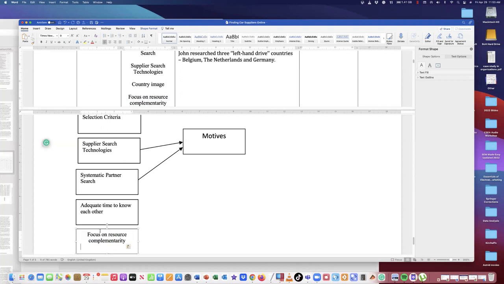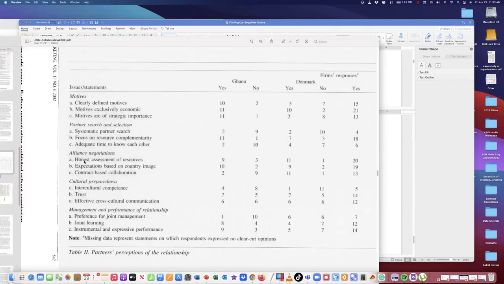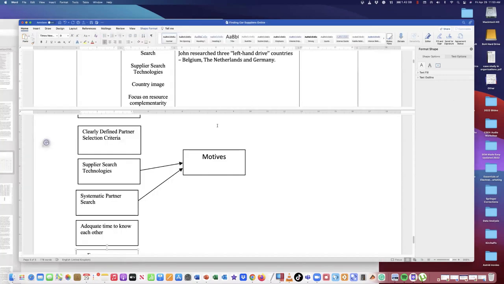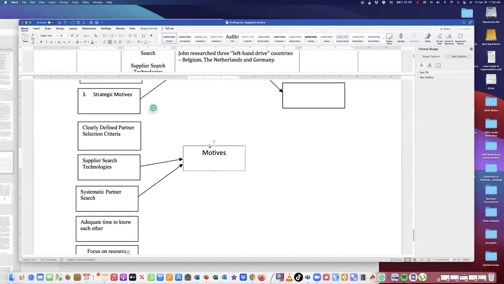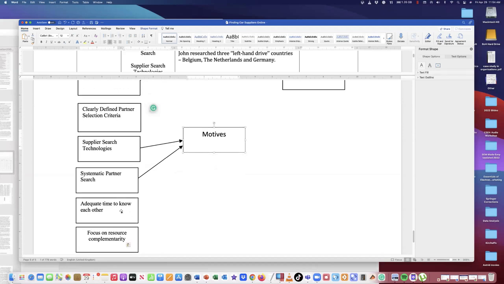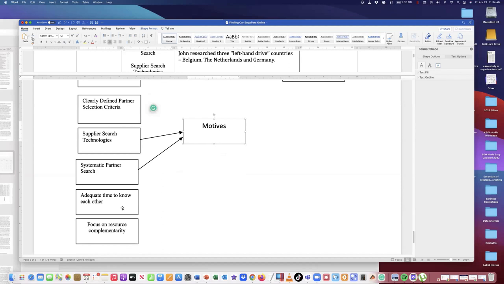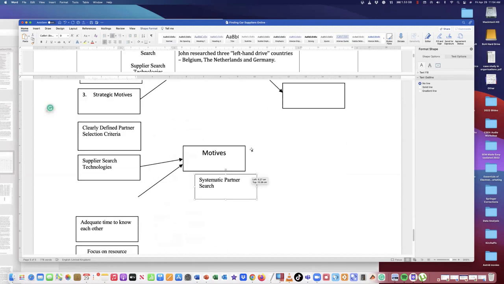And we are saying that these things led to what? Gentlemen, what did it lead to? Partner search and selection. Okay, that's a very good point. You actually said something which is true. There's a search and then there's a selection. So adequate time to know each other is about selection. Is that not true? Focus on resource complementarity, it's about the selection. Good. Okay, so this is what is going to happen. You actually pointed out something, so this is going to be here like this.